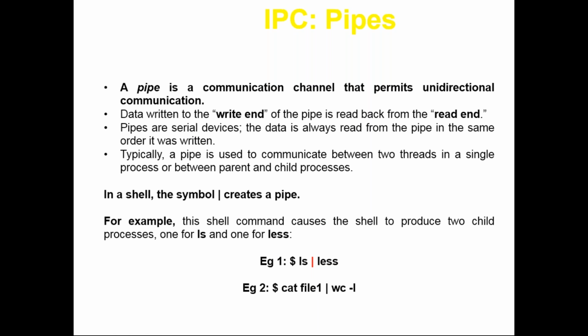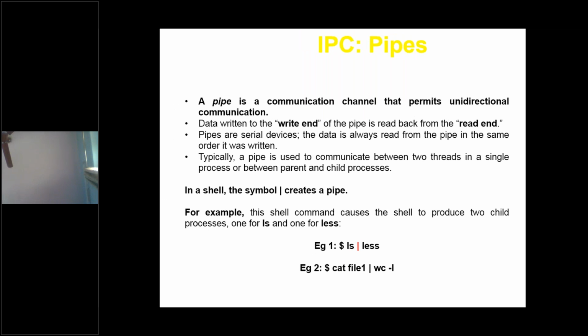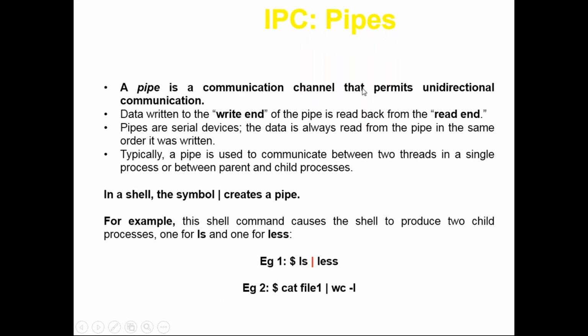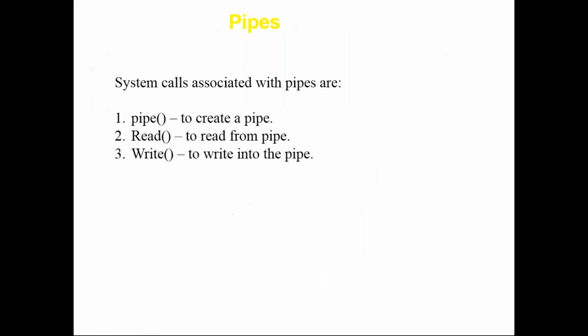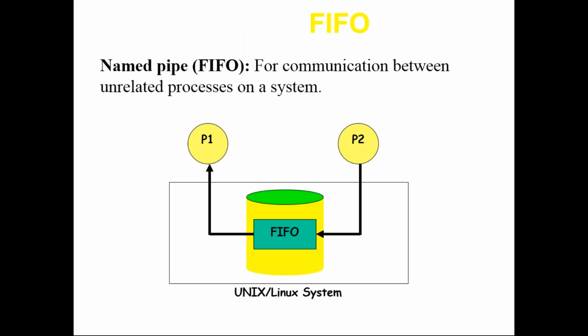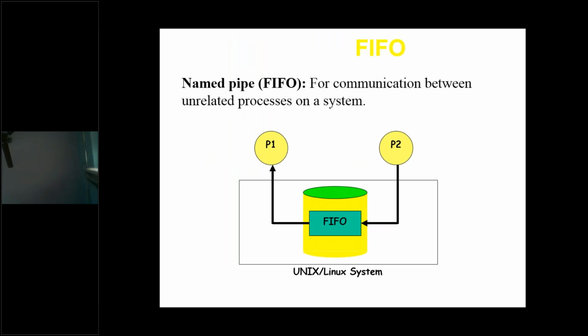Pipes we have discussed: the output of one command goes to another command. It is a unidirectional communication channel between two connected commands or two connected processes, such as two threads in a single process or between parent and child. This is an example of pipe with forking: the parent forks, then becomes the child, and then the command of the child goes to the parent. Similarly, there are the various system calls associated with the pipe, read and write. The named pipe we already discussed.